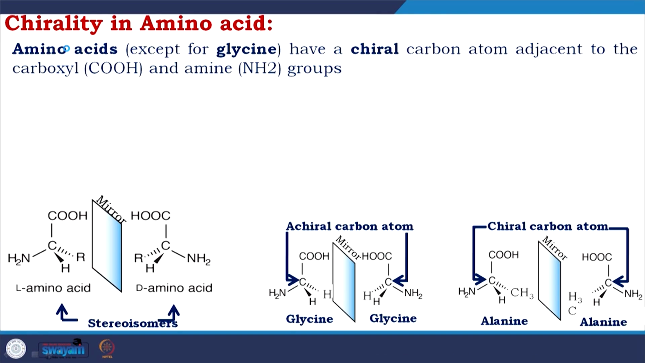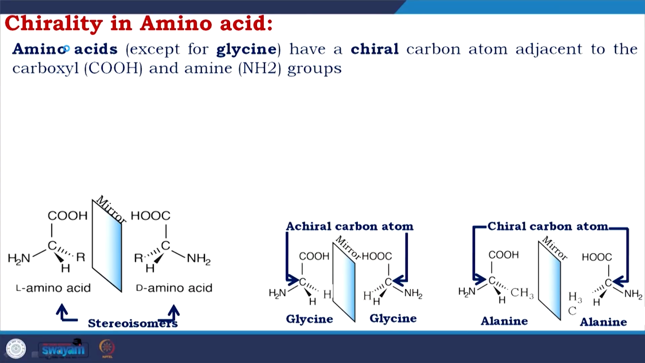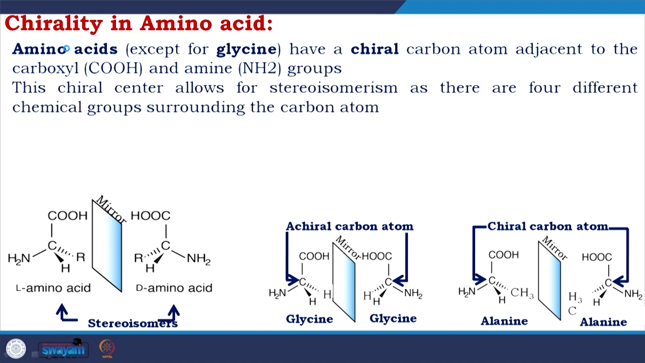Coming to chirality, remember three things I talked about, the three secrets, the three C's of covalent bond. One is chirality, then configuration and conformation. So, chirality in amino acids is very important. Amino acids except for glycine have a chiral carbon atom adjacent to the carboxyl and amine groups. This chiral center allows stereoisomerism, as there are 4 different chemical groups surrounding the carbon atom.